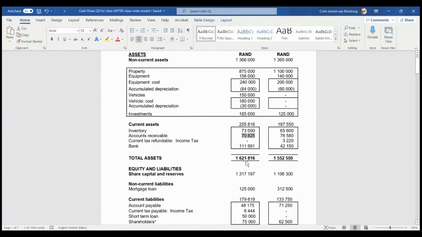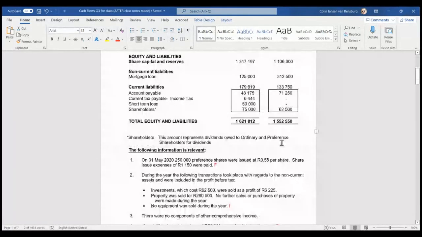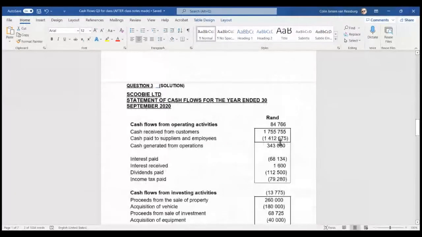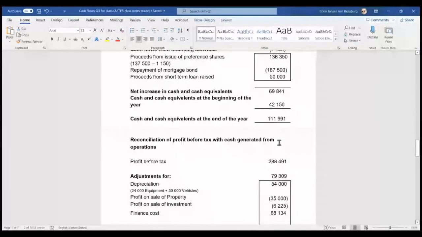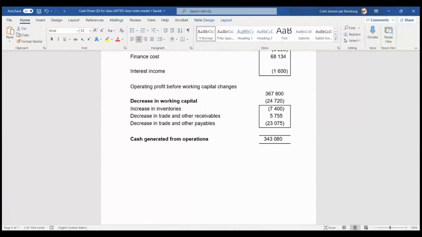70,825. So if you can type for me, please, ladies and gentlemen, whether that's an increase or a decrease, and also by how much. Right, decrease by 5,755. Thank you. So this time the answer is correct, because I believe you. So it is a decrease in your trade and other receivables of 5,755 rands.